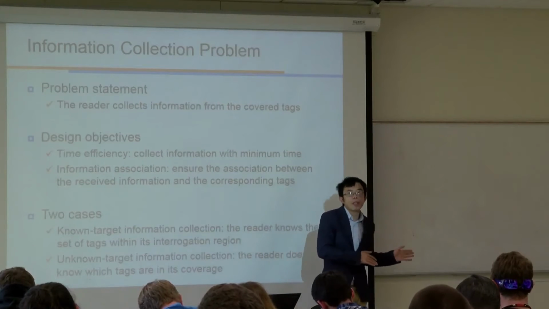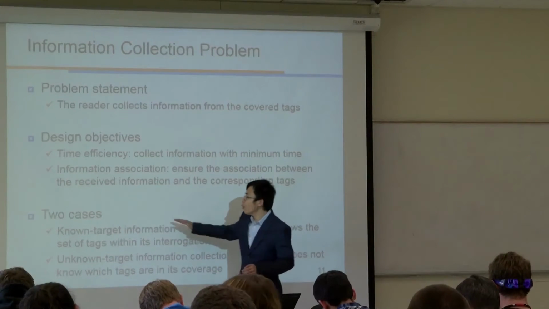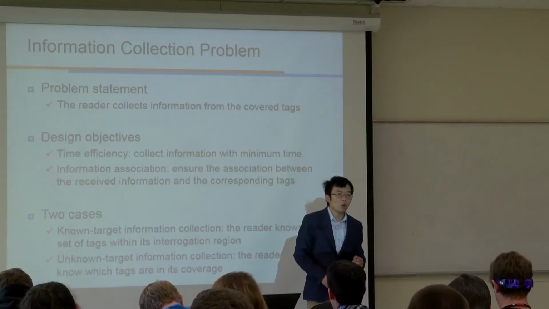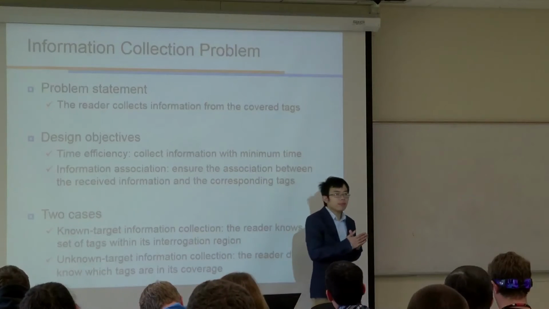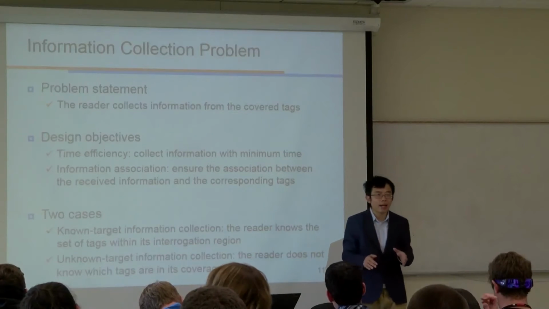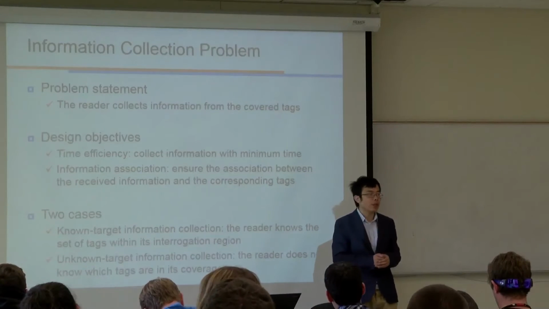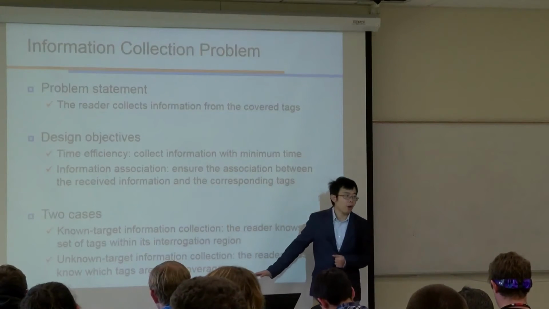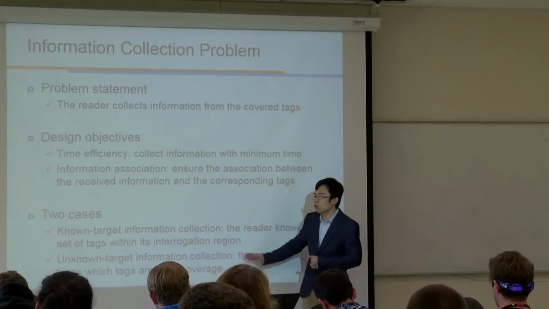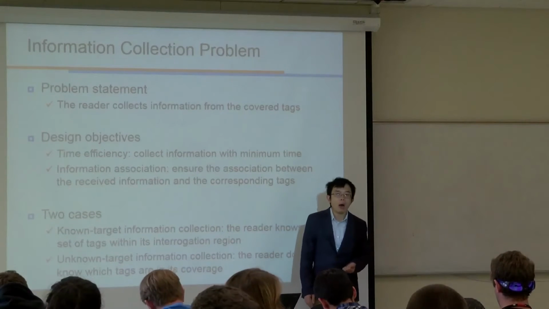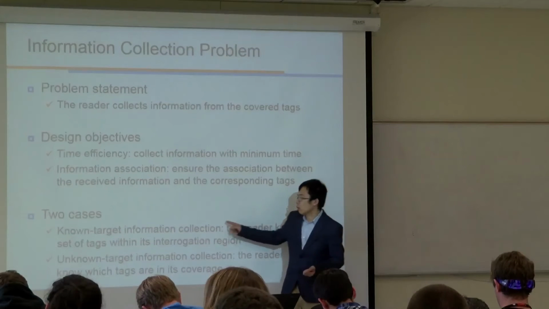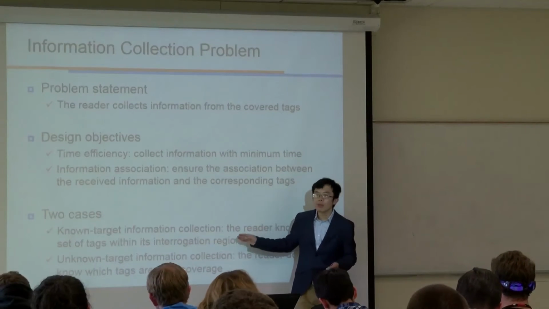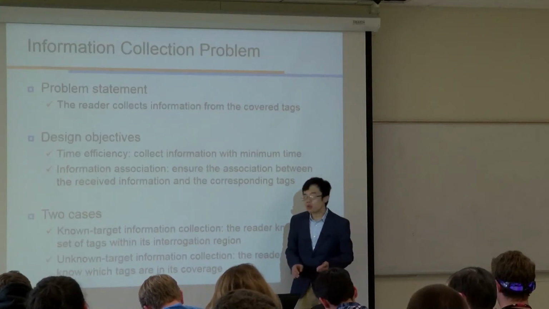But in some other applications, this information may not be available to the reader. Or in other words, the reader doesn't know which tag is in its coverage region. In this case, we call the problem unknown target information collection problem. Next, I will talk about these two cases one by one. And I will begin with the first one, known target information collection problem, because this one is easier to solve than this one.